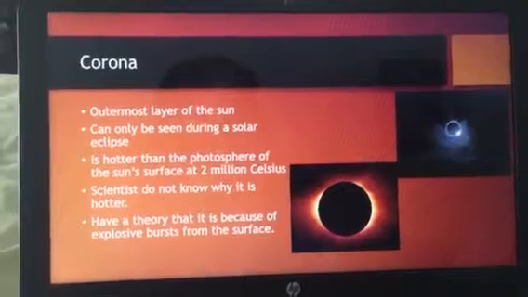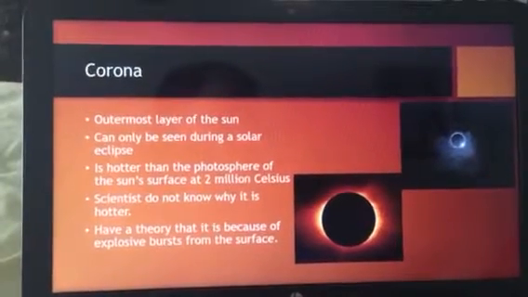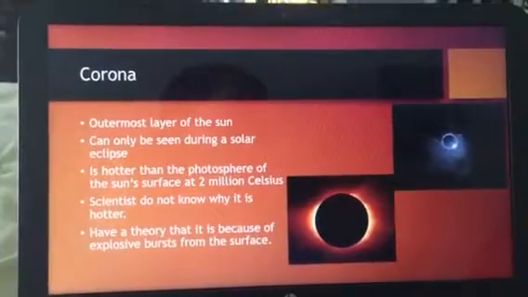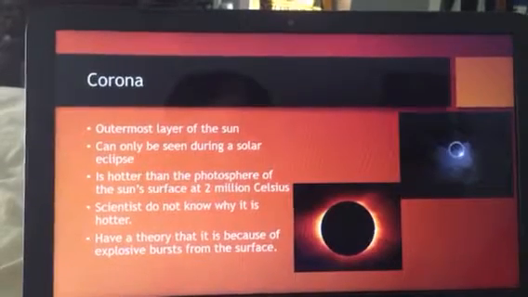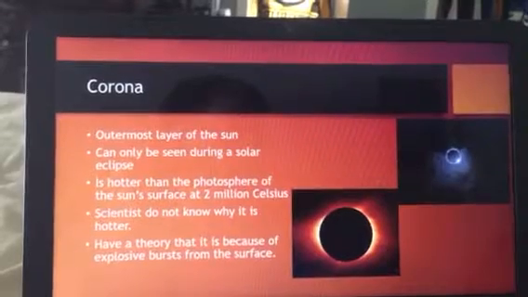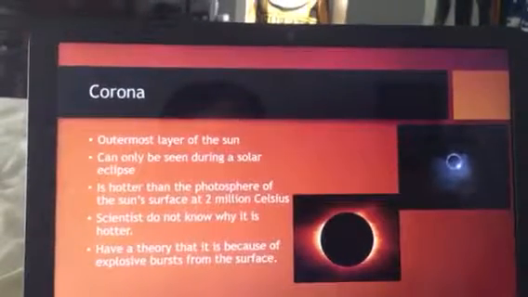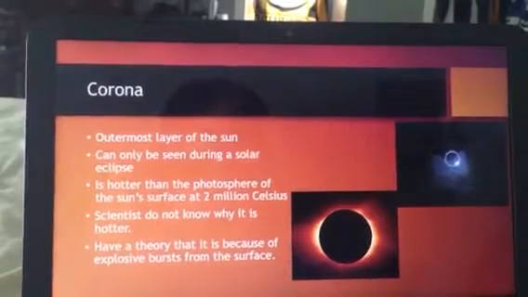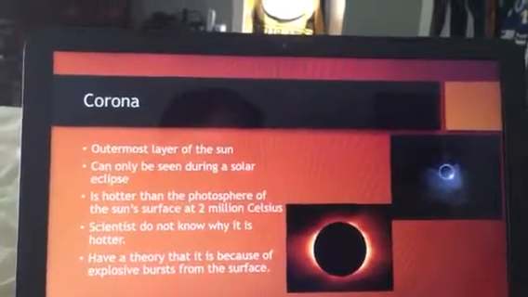And the final outermost layer is called the corona. Also, this layer can only be seen during a solar eclipse. This is the most interesting of the layers in the sun because it is extremely hotter than the surface of the sun.